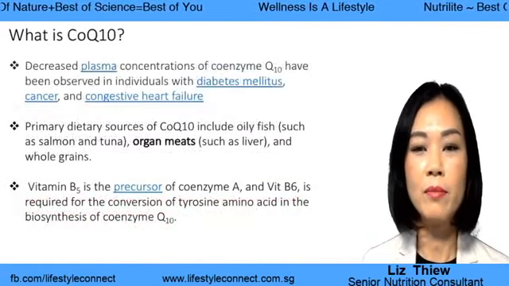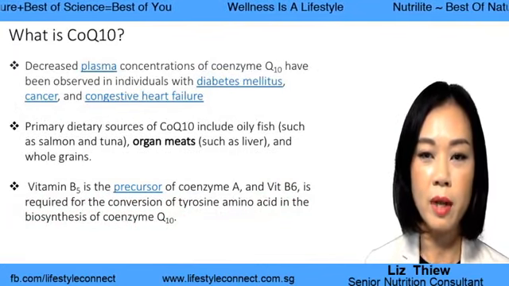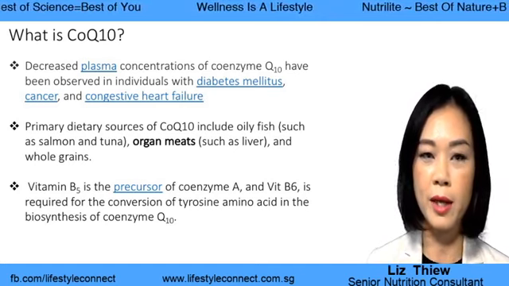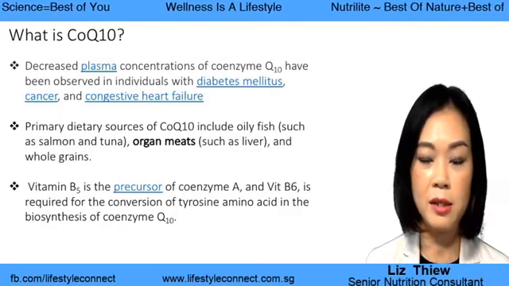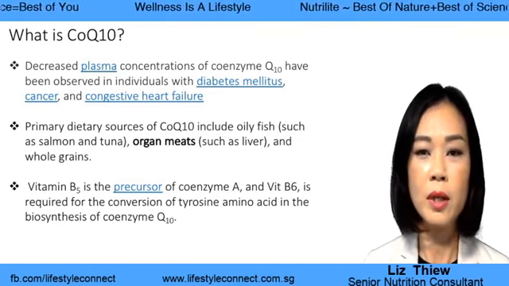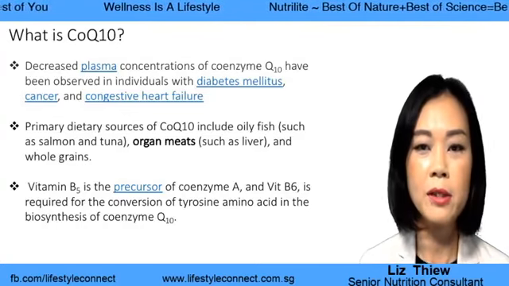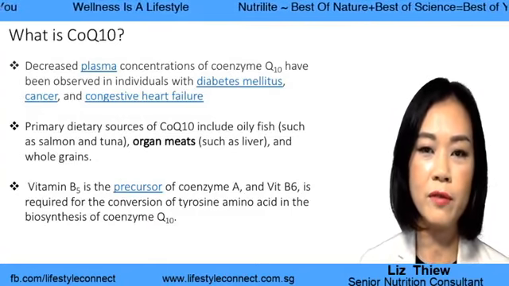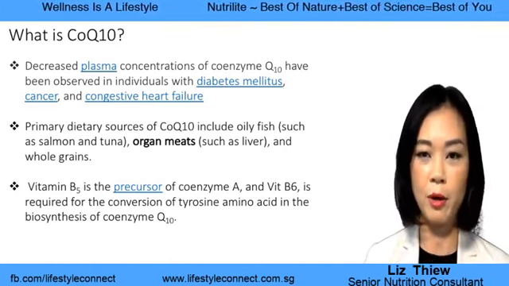Okay, so some reduction in our blood concentration of CoQ10 was shown during the studies, right, in people with diabetes, people with cancer and some with congestive heart failure. In people with these kinds of diseases, the concentration of Q10 in their blood is very, very low. So the researchers linked it up, and they hypothesize that perhaps the reason why these people have diabetes, cancer, and congestive heart failure is partly due to a lack of coenzyme Q10 in their body.